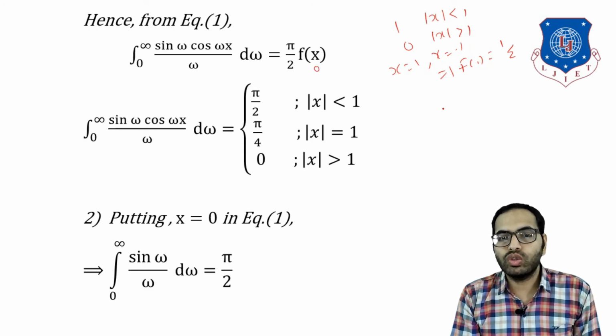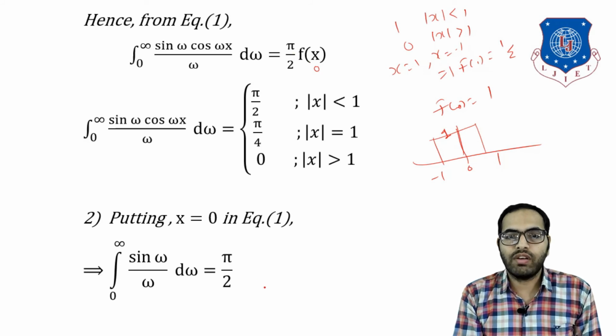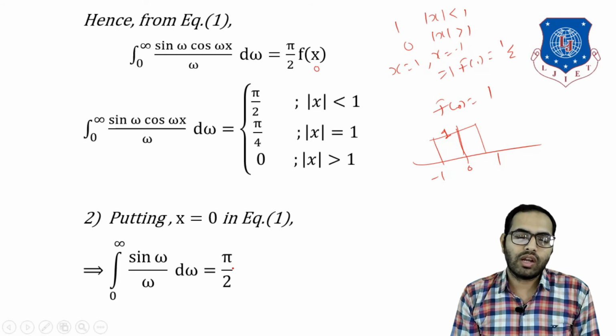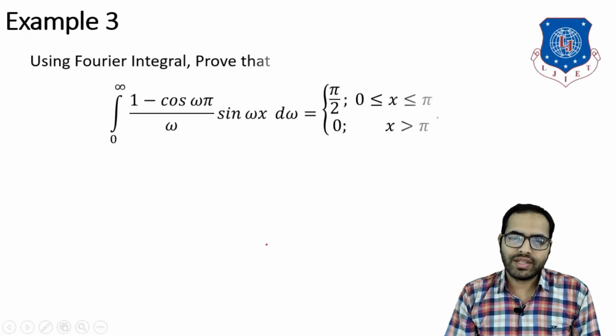Then according to that, f of 0 has a value 1. How? According to the graphical representation, from -1 to 1, at this 0 position, the function has value 1. Then f of 0 is 1, then 1 into pi by 2 is pi by 2, which proves our second calculation. Let's move on to calculate one more example.